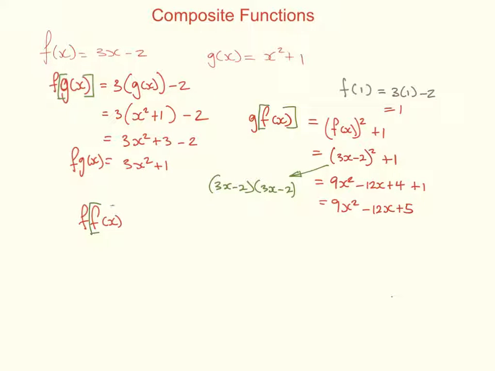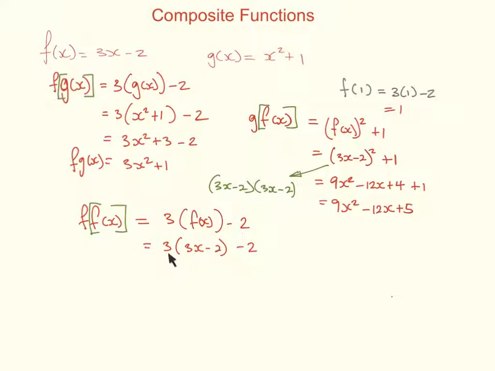And you might be thinking, oh, how do we do that? Well, let's see. If we're substituting f into itself, we go back to the function for f of x up here. And where there's x, we're going to put f of x in its place. So now we're going to have 3 f of x minus 2. And you already know that f of x is 3x minus 2. So replace this with 3x minus 2. That gives us 3 into 3x minus 2, minus 2.